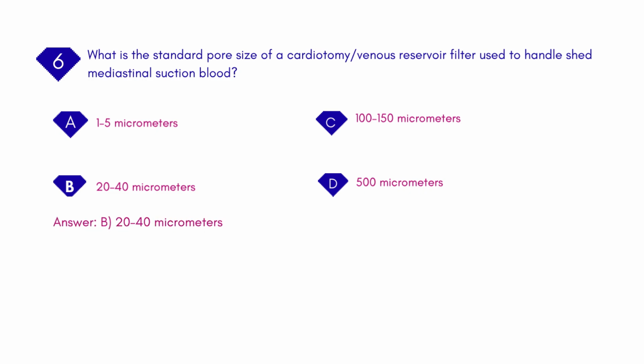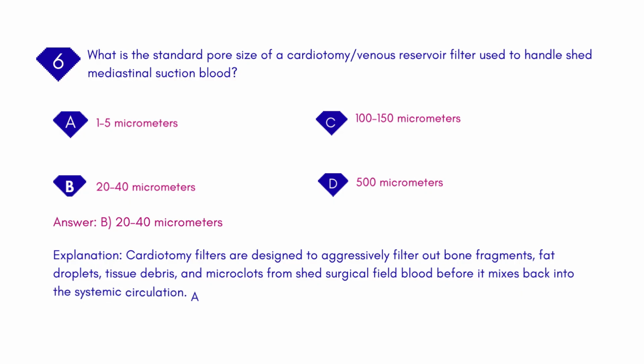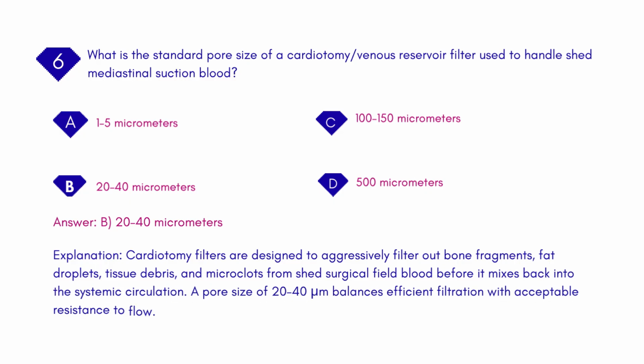20 to 40 micrometers. Explanation: cardiotomy filters are designed to aggressively filter out bone fragments, fat droplets, tissue debris, and microclots from shed surgical field blood before it mixes back into the systemic circulation. A pore size of 20 to 40 μm balances efficient filtration with acceptable resistance to flow.